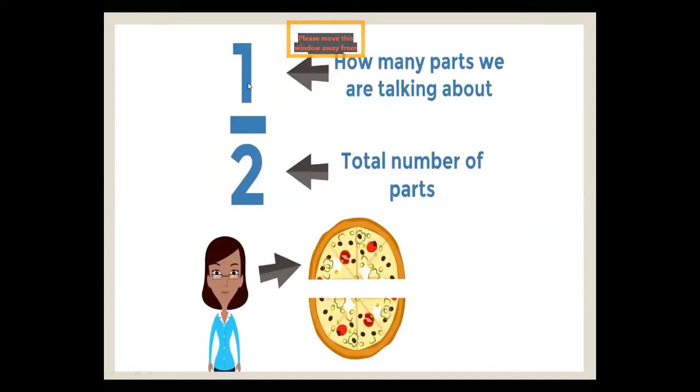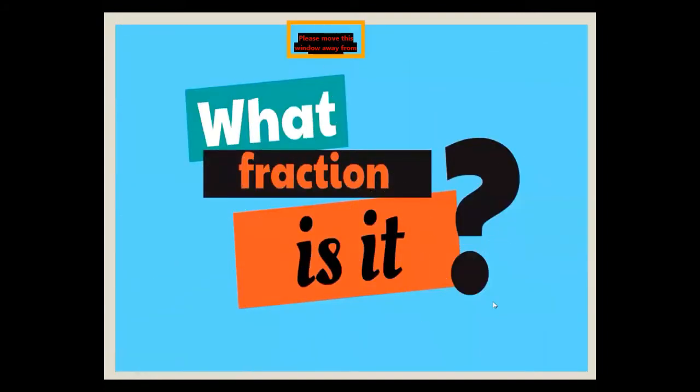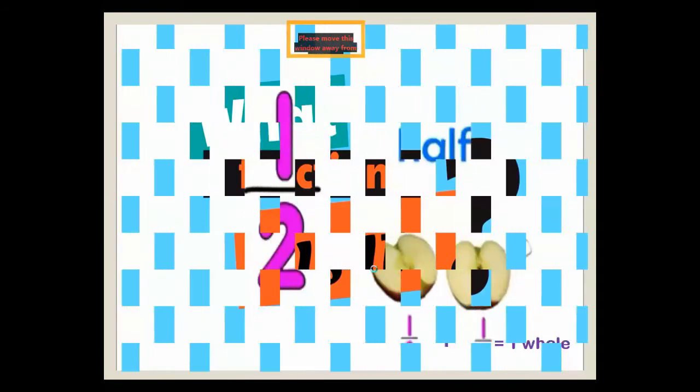One is showing the thing. How many things do I have? I have one complete pizza, and the two is showing how many parts the pizza has. So the pizza has two equal parts. So we write one half in this way: 1 over 2. What fraction is it? Let's see more examples.